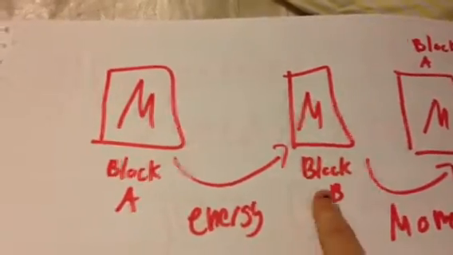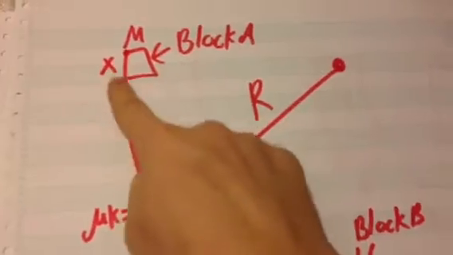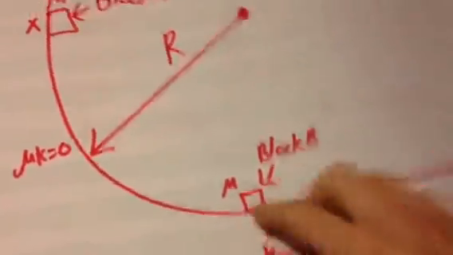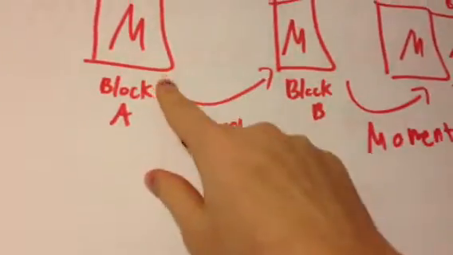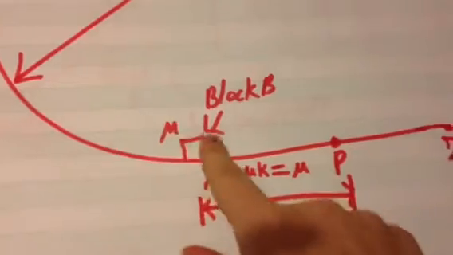So, first thing, we're going to draw the little pictures, and you see that this is block A, this is block B, and as block A slides into block B, before they actually collide, that is energy because it is moving. But after they have collided, it becomes momentum because they are now sticking together.